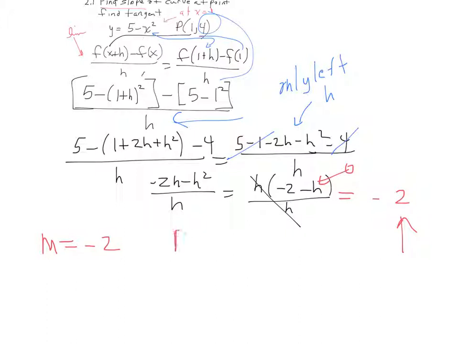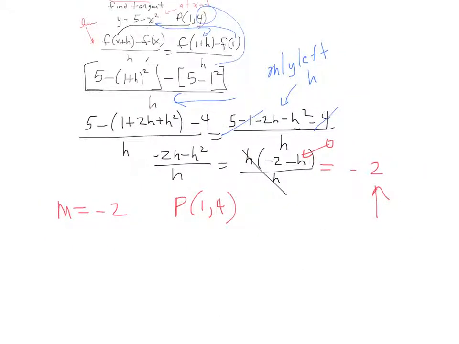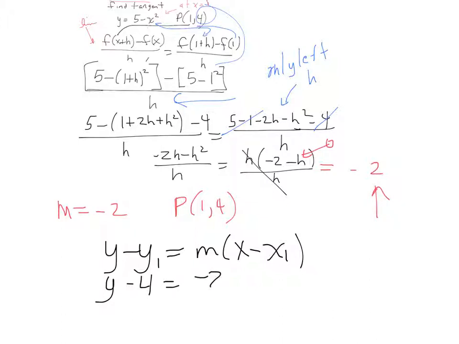So I have a slope. I have a point. I know how to find a line by what formula? Point slope, y minus y1 equals m times x minus x1. My y1 is my 4, my slope I just found, and then minus 1. For me, you're done.